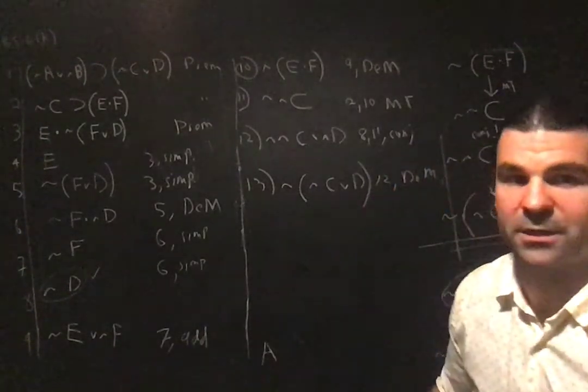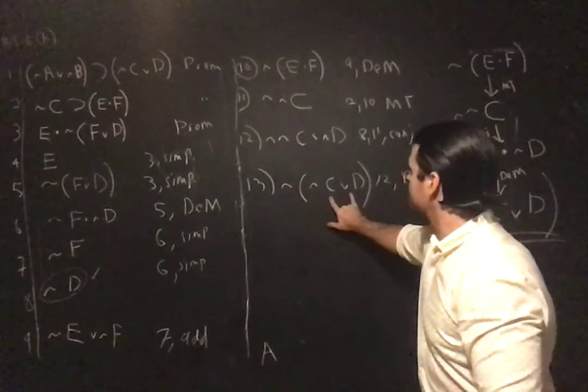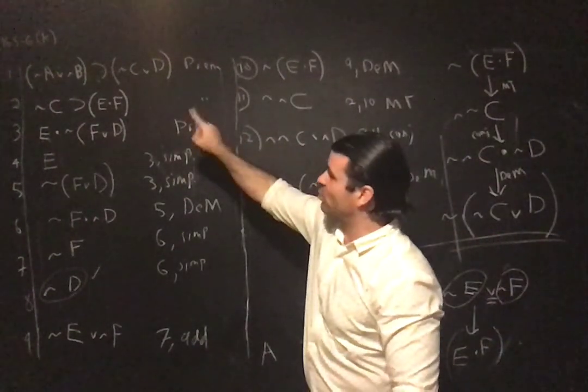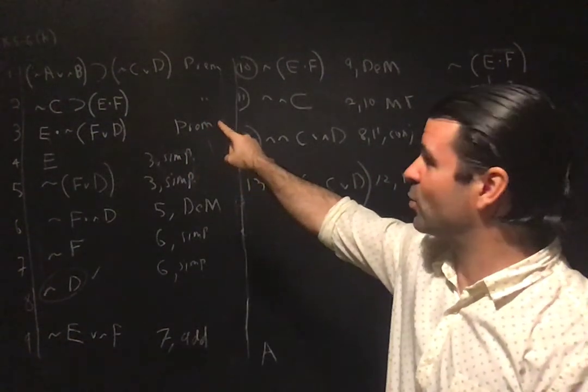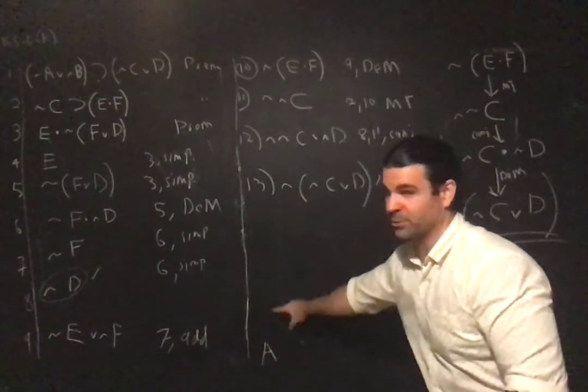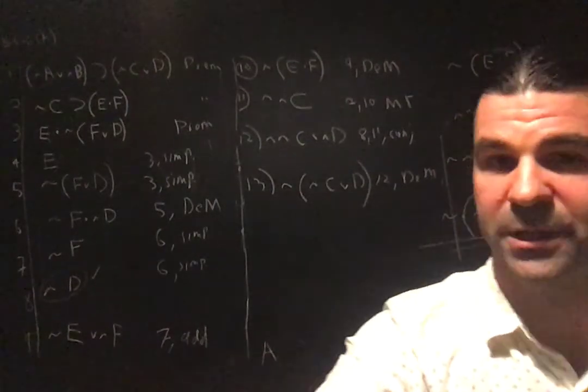Okay, I'm going to stop it, but this, now modus tollens on 1. And then De Morgan on 1, double negation, and you can complete it from here.